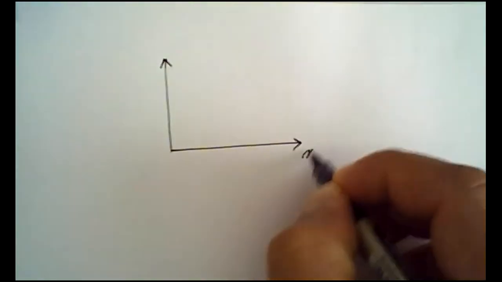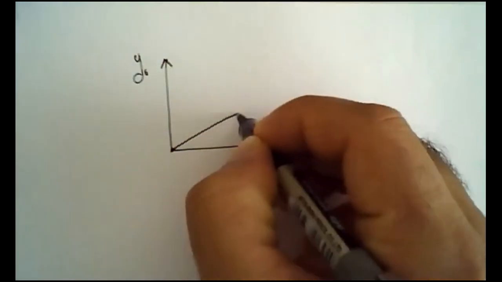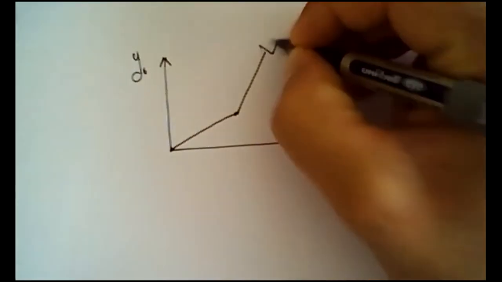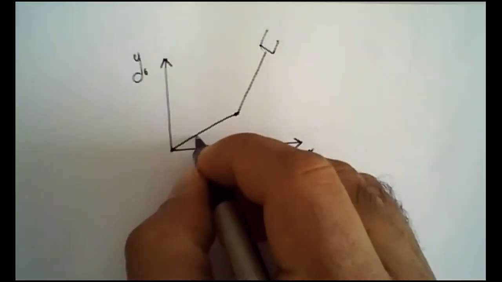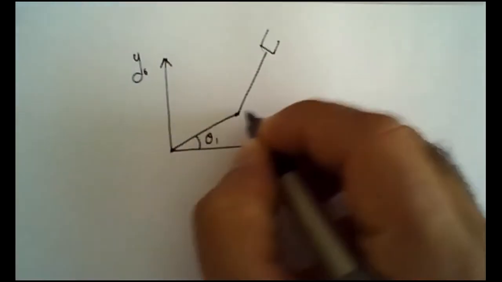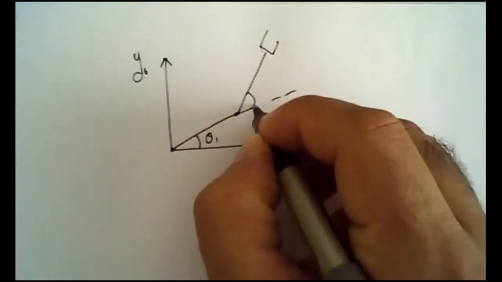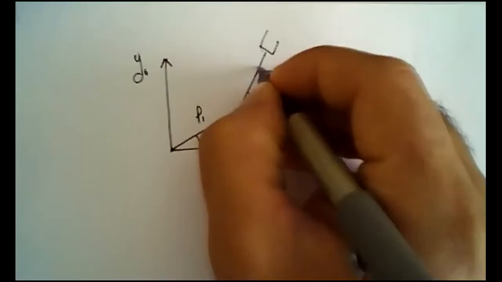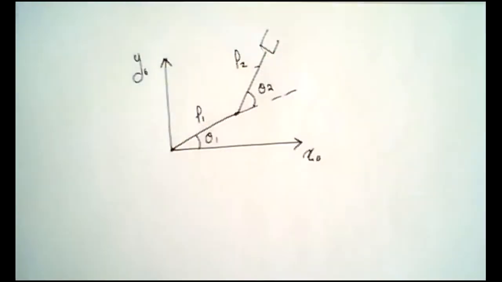So let's do that. Let's look into our robot. This is my first link. This is my second link, and this is my theta 1. And this is my theta 2. And let's say the link lengths are L1 and L2.